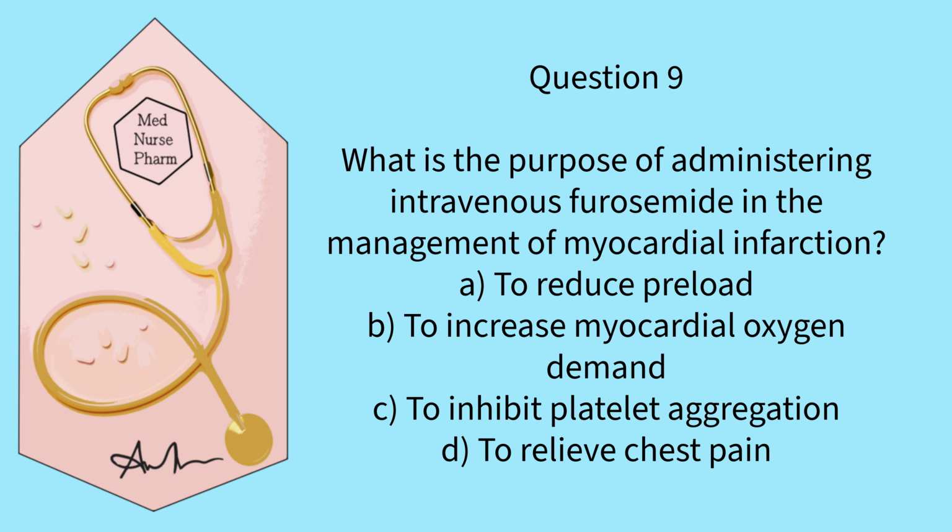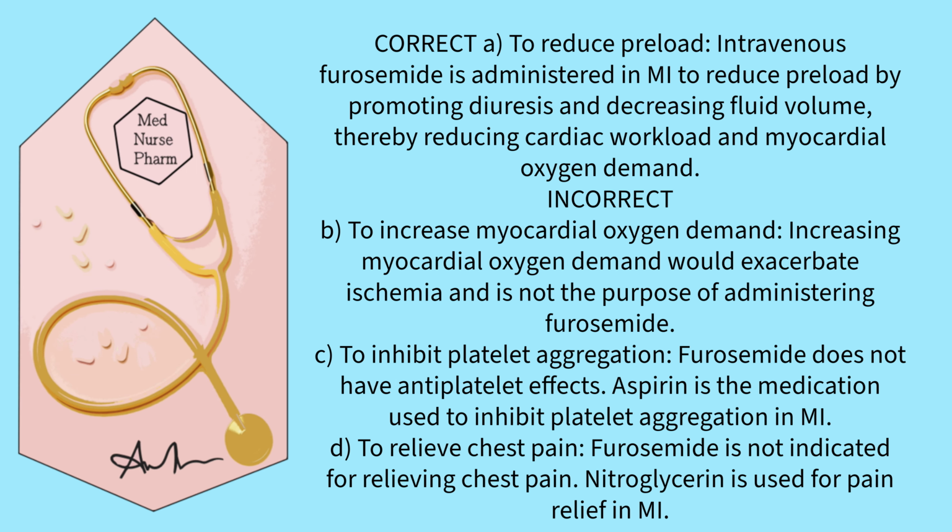Question 9. What is the purpose of administering IV furosemide in the management of MI? To reduce preload, to increase myocardial oxygen demand, to inhibit platelet aggregation, to relieve chest pain. Pause the video and select your answer. The correct answer is A, to reduce preload. Intravenous furosemide is administered in MI to reduce preload by promoting diuresis and decreasing fluid volume, thereby reducing cardiac workload and myocardial oxygen demand.